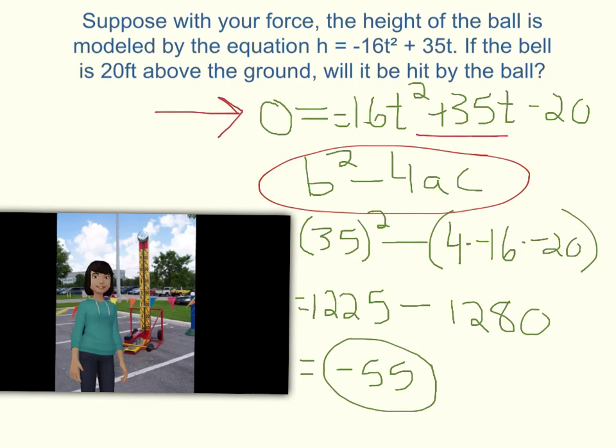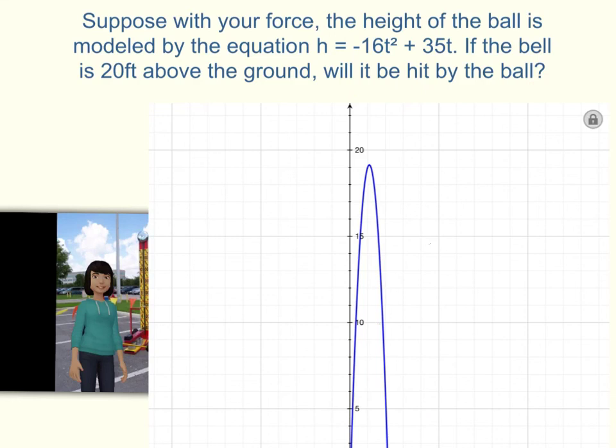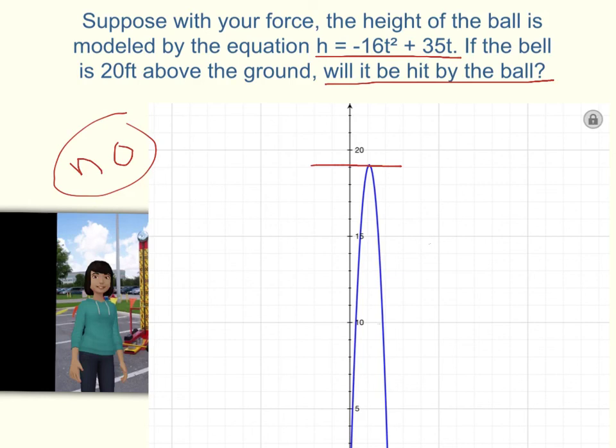So with this force, there's no way that the ball is going to go 20 feet high, and it will not hit the bell. Now here's the graph of the parabola from the original quadratic. And as you can see, with your force, the maximum height looks like it was right about 19 feet. So you're 1 foot below the height of the bell. So will it be hit by the ball? The answer in this case is no. There is no possible solution with your force.